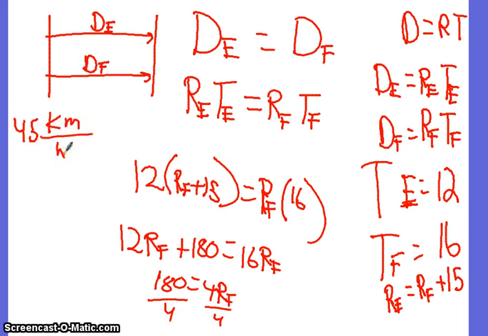Because it's kilometers per hour, miles per hour, whatever. That means the express train was going 60 kilometers per hour. Right?